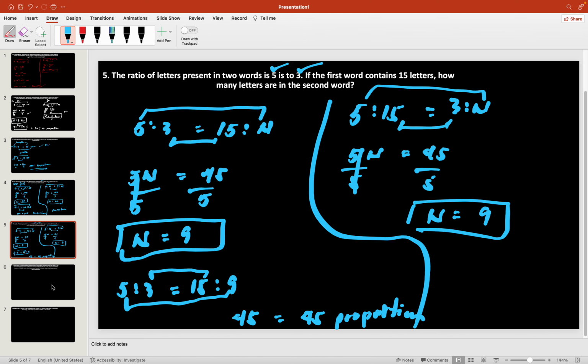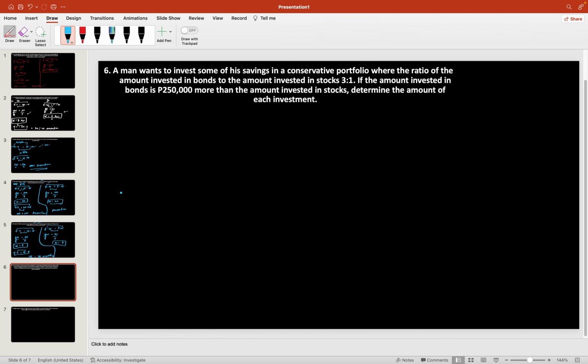Okay? Next, we have number 6. So, for number 6, a man wants to invest some of his savings in a conservative portfolio where the ratio of the amount invested in bonds to the amount invested in stocks is 3 is to 1. So we have 3 is to 1. So this is for bonds and this is for the stocks. Okay. If the amount invested in bonds is 250,000 more than the amount invested in stocks, okay, determine the amount of each investment.